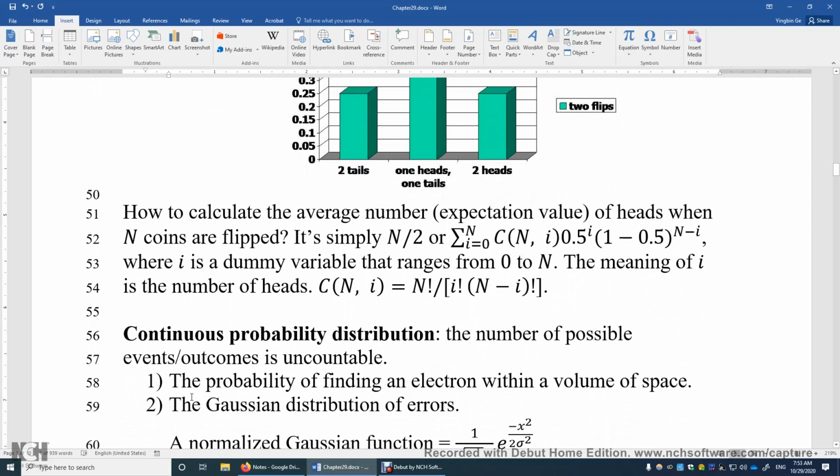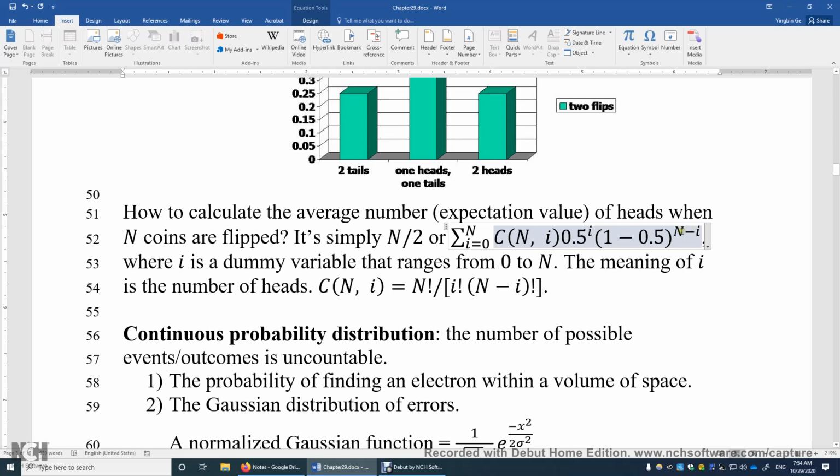Now, if we flip n coins, how do we calculate the average number of heads? Well, there's an equation over here. You can just sum up the combination of selecting I heads out of a total number of n coins, and then you have 50% probability of getting a heads for one coin. Now you have I heads, so the probability of all these I heads is 0.5 to the power of I.